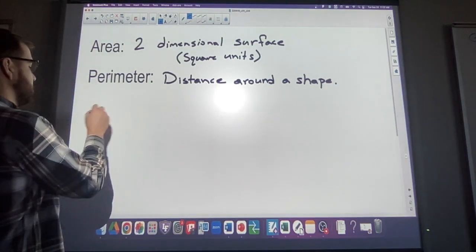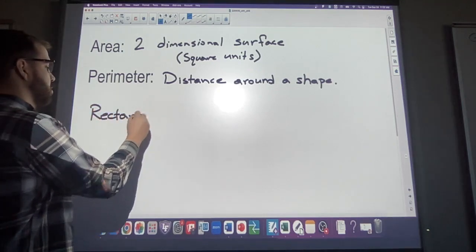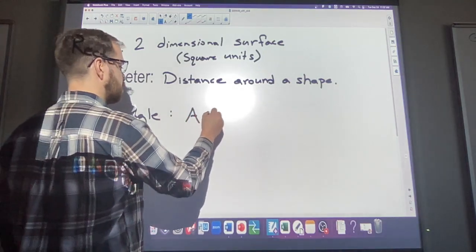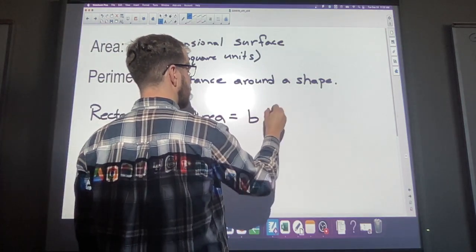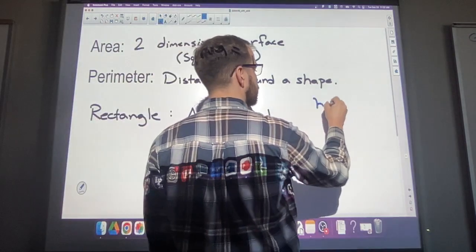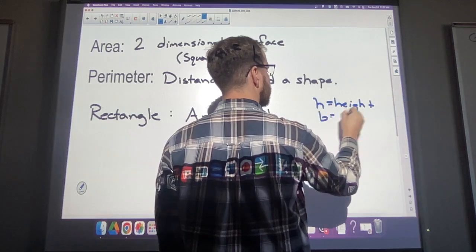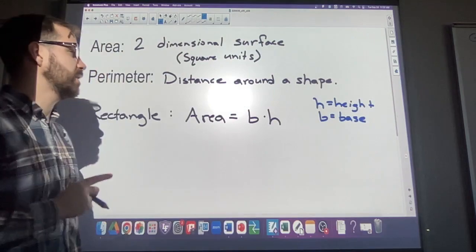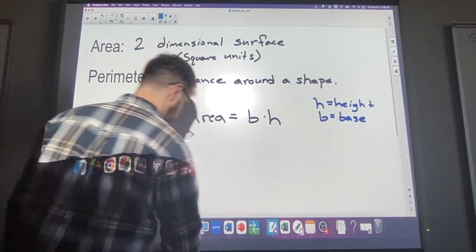First things first, a rectangle. For a rectangle, obviously for perimeter you add up the four sides, but for area, it's base times height. It's important to know that anytime you see B and H, H is for height and B is for base. And one thing to know is that these two have to be perpendicular. They have to make 90 degrees, and that'll be important in a second.